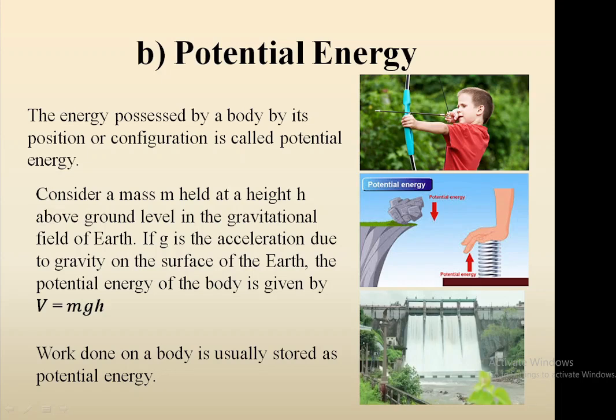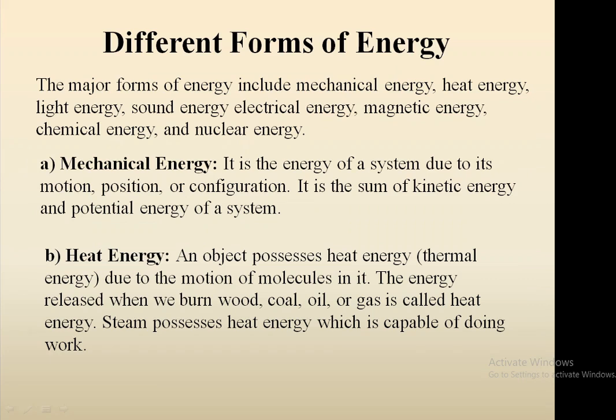Now let us see what the different forms of energy are. We know the two basic types of energy, and they are sufficient to describe all forms of energy, but it is convenient to refer to a particular combination of kinetic energy and potential energy as its form. Some of the major forms of energy include mechanical energy, heat energy, light energy, sound energy, electrical energy, magnetic energy, chemical energy, and nuclear energy.